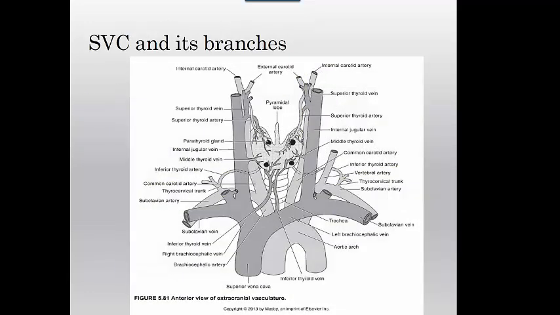Okay, this is another slide that is very helpful in demonstrating the branches of the SVC and the aortic arch and how they all flow through the mediastinal and upper thoracic inlet into the neck. Kind of help you look back on that as you're going through all the anatomy.